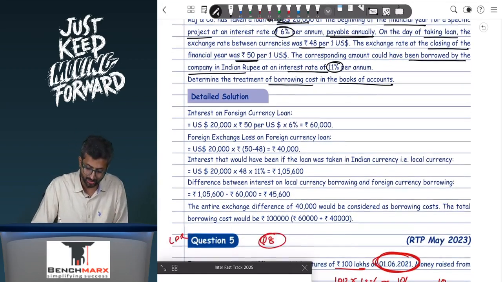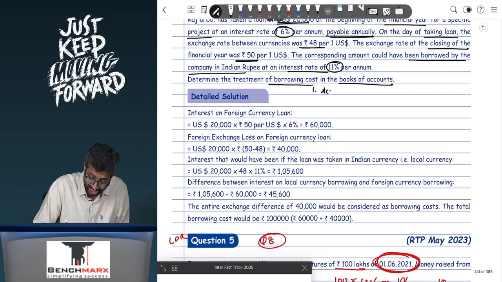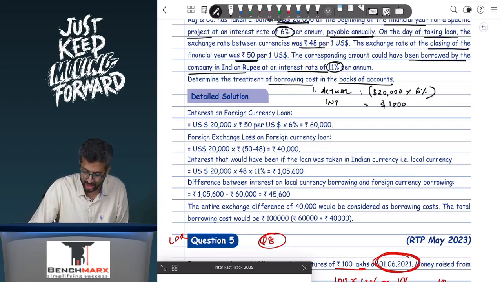So over here, what I will first do is, I will first try to find the actual interest that I am paying. This is the actual interest that I am paying. Over here, this is $20,000 into 6%. That is, I am paying probably $1,200. But when is the interest paid? Usually the loan is taken at the start of the year, interest is paid at the end of the year. And what is the rate at the end of the year? Around rupees 50 per dollar.